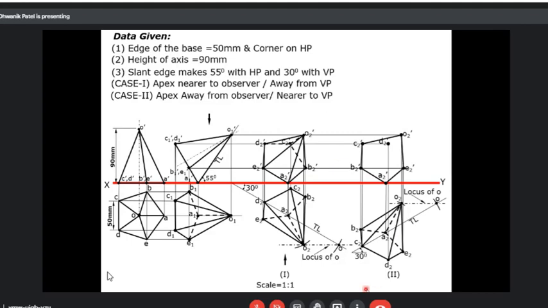Now see this object from the bottom. Which is a faraway point? D2. Which is a faraway point? A2. Because D2 is visible, it is nearer to the observer's side. So it is visible, but A2 is not visible. That's why A2 B2 and A2 E2 we have represented as hidden lines here.